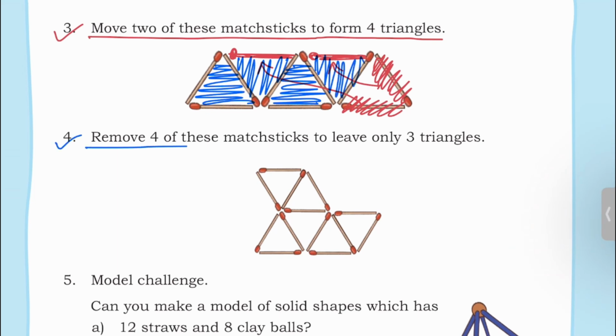4. Remove 4 of these matchsticks to leave only 3 triangles. You have to remove 4 of these matchsticks to leave only 3 triangles. You can remove this one, this one, this one and this one. Let's count the number of triangles left. 1, 2 and 3.